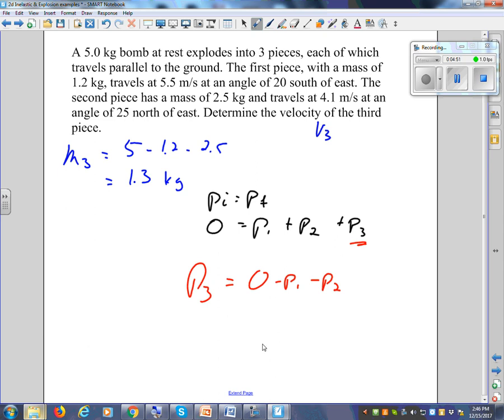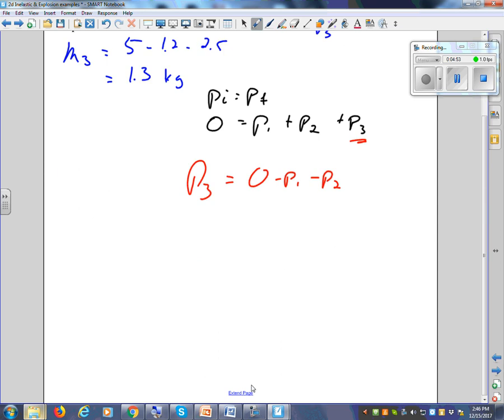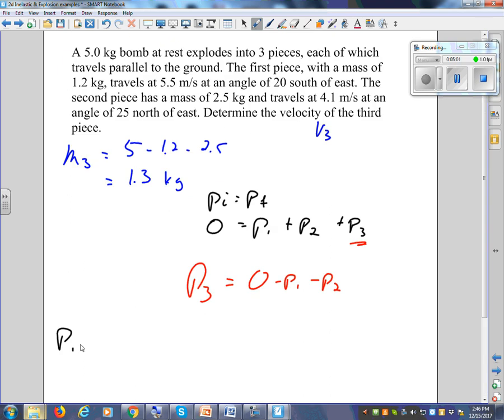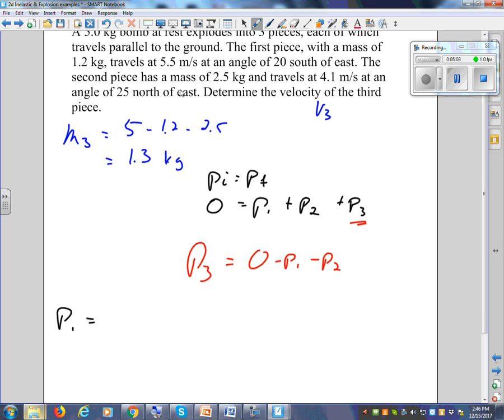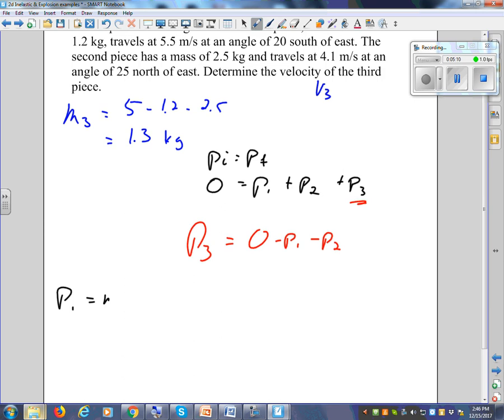Let's do it this way. But regardless, we need to break that into components. So let's go P1, and I'm going to do it a little bit different today. Let's figure out what P1 equals. P1 is equal to 1.2 times 5.5, right? Mass times velocity. M1V1. 1.2 times 5.5 is 6.6 kilogram meters per second.